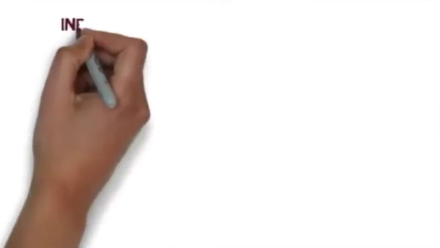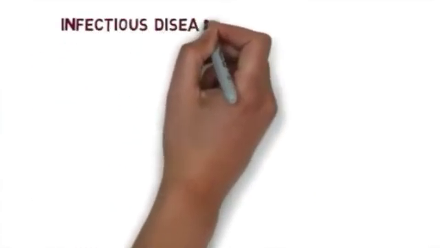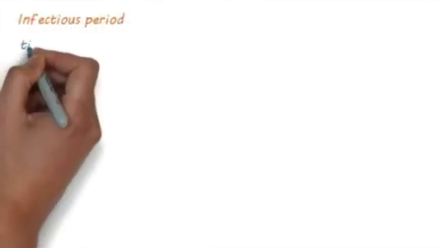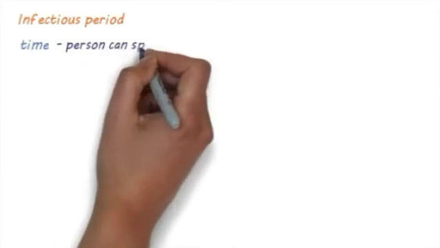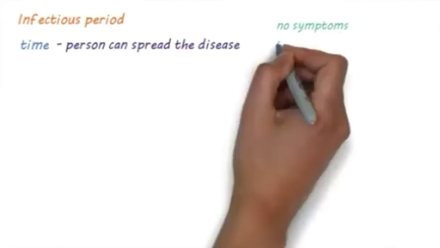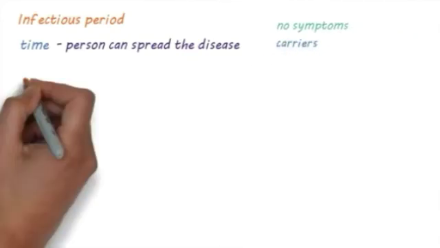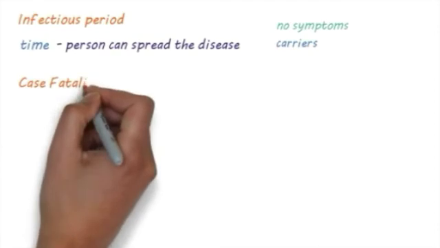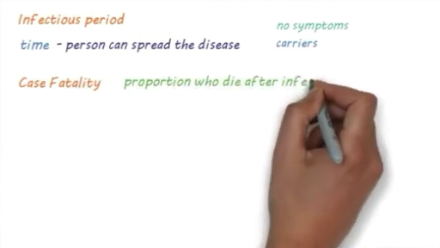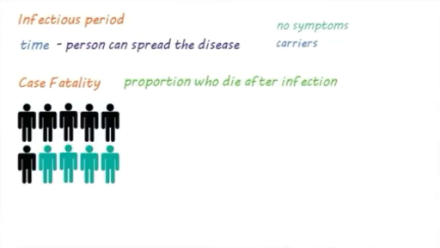Now, for some important terms that you'll hear when describing infectious diseases. The infectious period is the time during which the infected person can spread the disease and infect others. Sometimes people may not have any symptoms, but still be able to infect others. These people are called carriers. Case fatality is a measure of the severity of a disease. It is the proportion of people that die from being infected. For example, if 6 out of 10 people with the disease die from it, the case fatality is 60%.